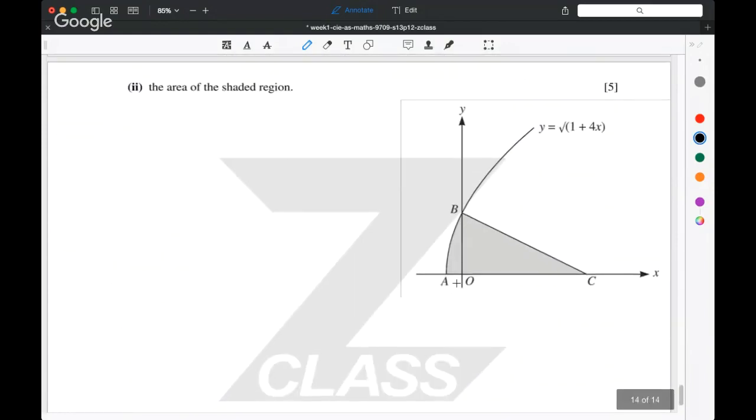Okay, now we want the area of the shaded region. And this is where, you know, all the juicy marks are. But it's actually not that hard. The best thing is to divide it into 2 sections. So this is our first section.